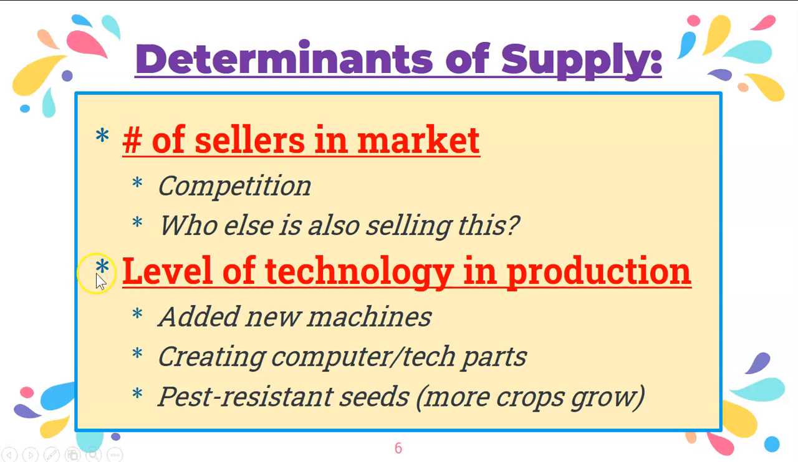Level of technology in production. So if you added new machines into your production line, or if you're having to create computer or technology parts, those kind of go together. If you have new machinery, new technology, then typically it's going to be more efficient and it's going to be faster with your production without really having to tax your workers anymore, make them work longer hours or work harder. And even things like pest-resistant seeds, that's going to help more crops grow. So that's a technology that is employed in the farming and ag industry, but that also helps them have a bigger crop, which equals more production and more profit.